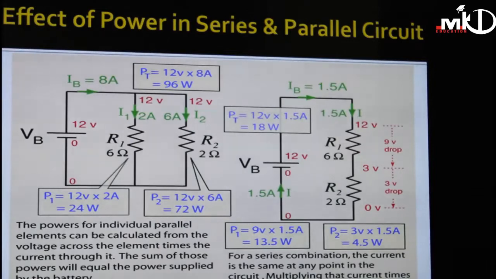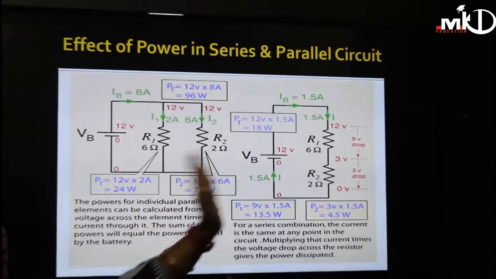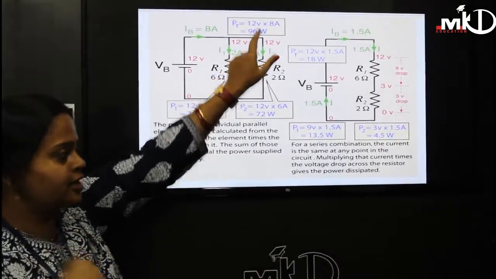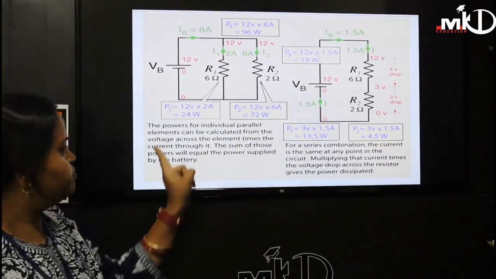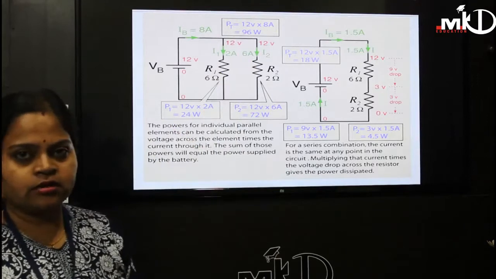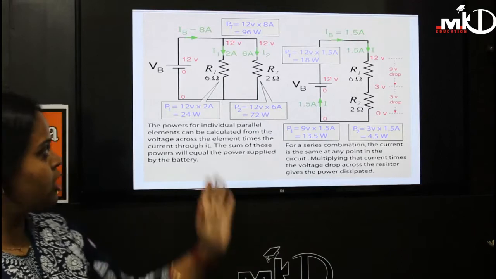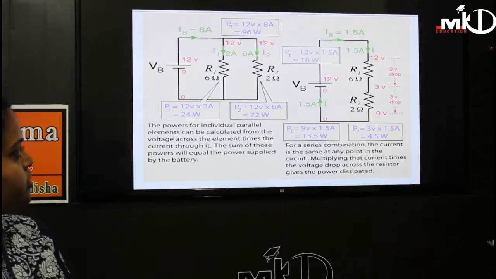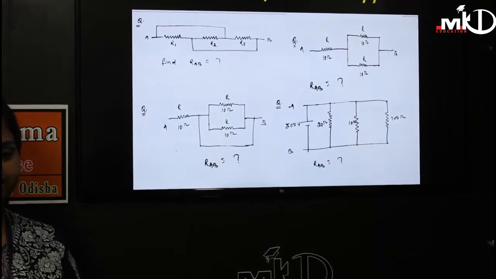Here we can easily compare both the circuits, as we have taken the voltage source and resistances at the same values for both series and parallel circuits. But in case of the parallel circuit, total power consumption is 96 watt and here it is 18 watt. So obviously in case of the parallel circuit, we are getting much more power as compared to the series circuit, and this is the concept of power in series and parallel circuits. Then move on to the next slide. Let's do some problems regarding this series and parallel concept.